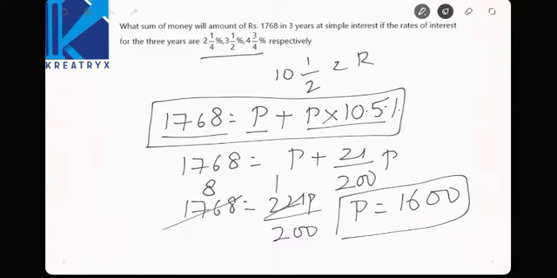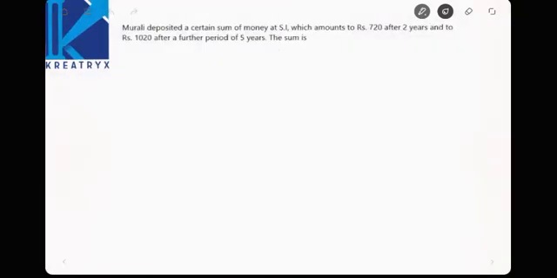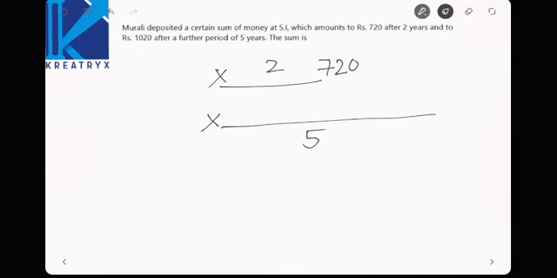Okay, next one. Murali deposited a certain sum of money at simple interest which amounts to rupees 720 after 2 years and to rupees 1020 after a further period of 5 years. Find out the sum. See here, let us consider the basic principal amount as X. After 2 years, what is the amount that you got? 720 upon adding the interest. Now if the basic principal amount is X, after 5 further years, what is the total amount that you got? 1020.